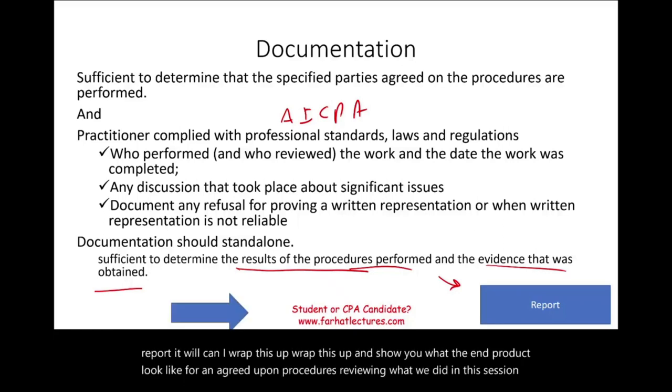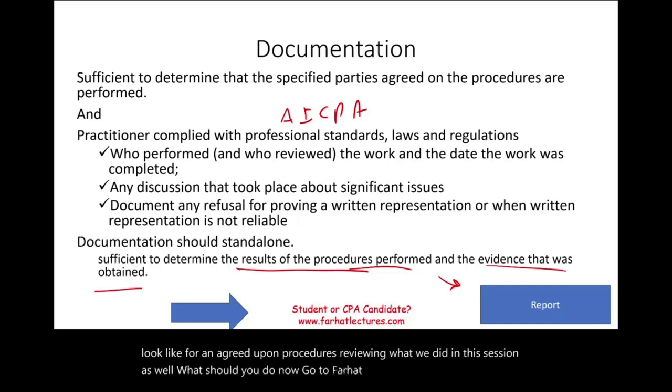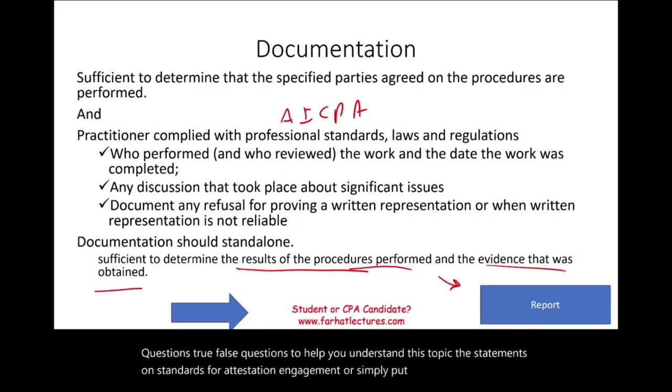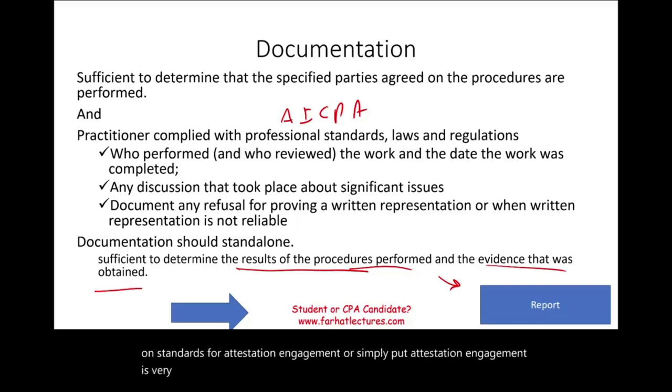What should you do now? Go to Farhat Lectures and work MCQs, multiple choice questions, true-false questions, to help you understand this topic. The statements on standard for attestation engagement, or simply put, attestation engagement, is very important on the CPA exam. In an audit course, it may not be as important, but on the CPA exam, it's important.